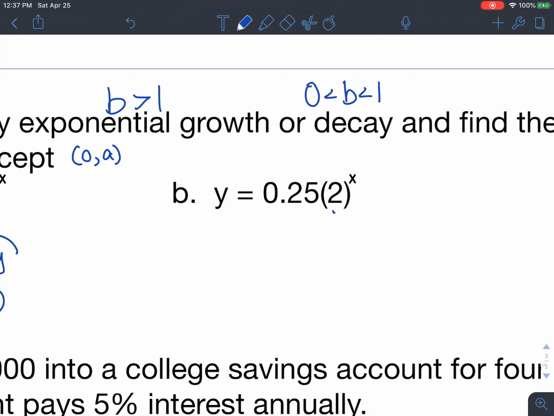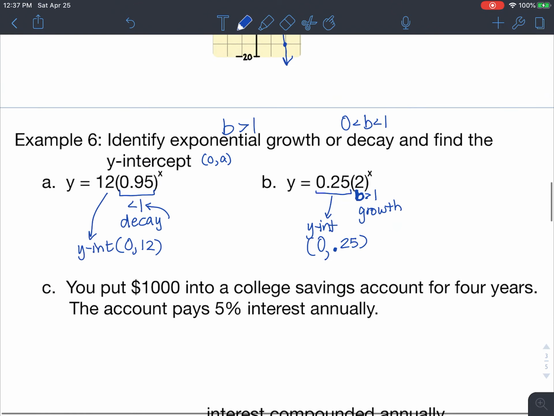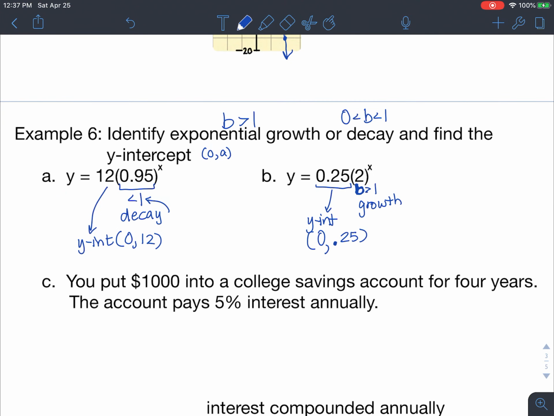It's all about the exponential growth or decay is all about the b. It's about this number. It's about the number that has the exponent on it. This is greater than 1, so that makes this growth, exponential growth. This number determines the y-intercept. So the y-intercept is 0, comma 0.25. Okay.